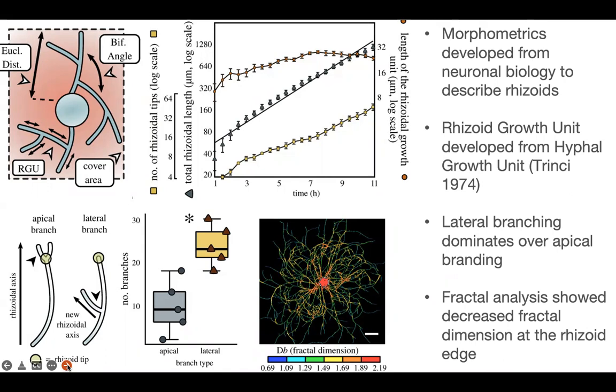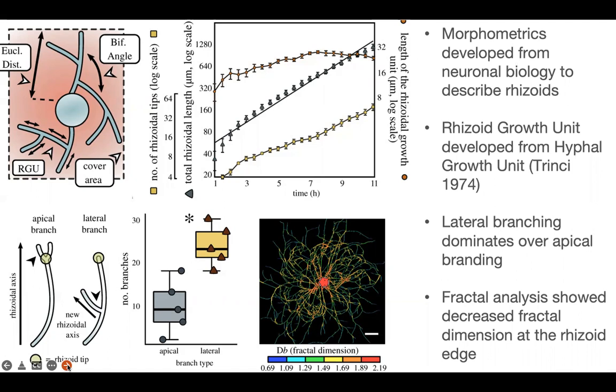So, for example, in this little cartoon here, what is the cover area of the rhizoid? How wide are the bifurcation angles? So between two stems of the rhizoid, what is this angle? This is the bifurcation angle. Euclidean distance, how far out are they stretching? And even this unit that we developed, the rhizoidal growth unit. The rhizoidal growth unit is basically a unit of the rhizoid between two branches. Again, no one ever really discovers anything new anymore. The hyphal growth unit was developed by Tony Trinci back in the early 1970s to describe hyphal growth. So we applied that to rhizoids.